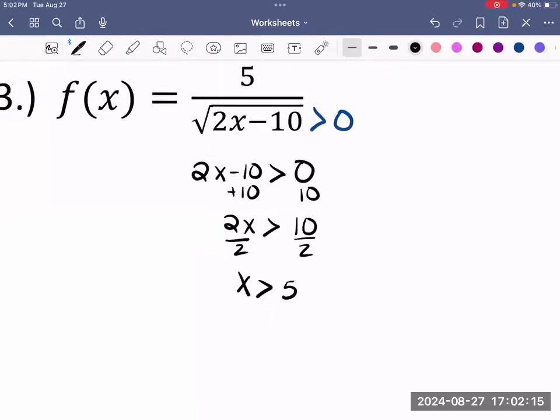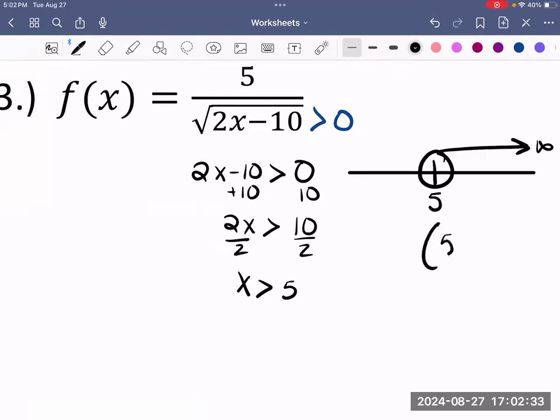So this just means when we put it on your number line, because we are no longer equal to 5, but we have to be the numbers that are greater than 5, we now have that open circle again. And the values that are greater than 5 are off to the right. We're going towards positive infinity. So we're doing 5, comma, infinity with parentheses.